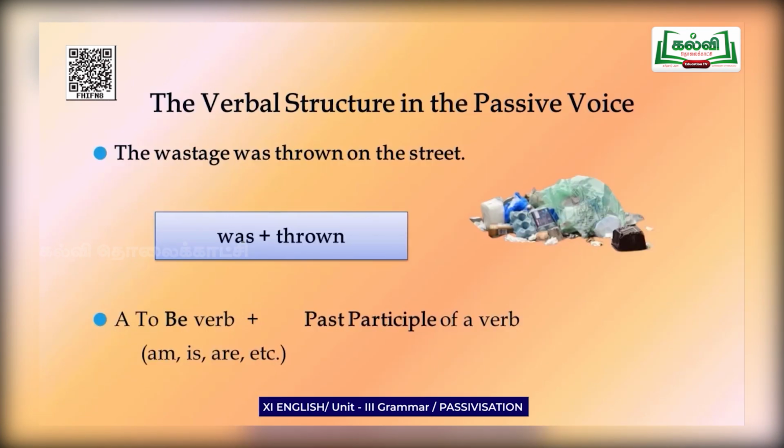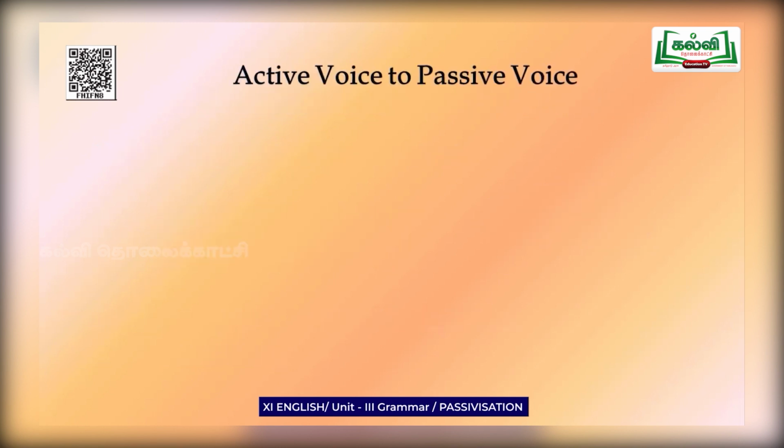To be verb shows the tense of the passive voice, and past participle shows the subject is not the doer of the action, but it is affected by the action. Irrespective of the tense, the structure of the passive verb, to be verb and past participle, is strictly followed to make passive voice. Now we are going to see how to convert active voice to passive voice.